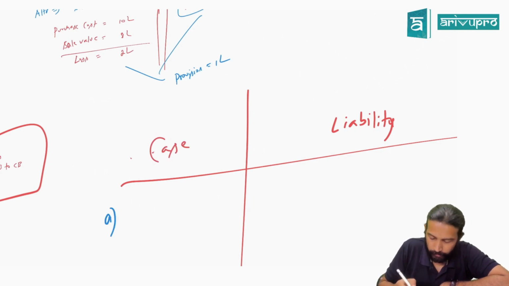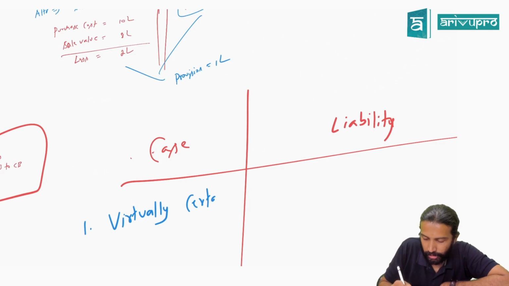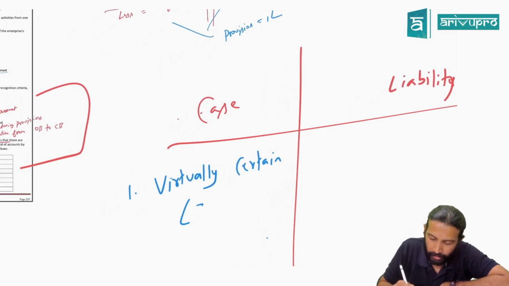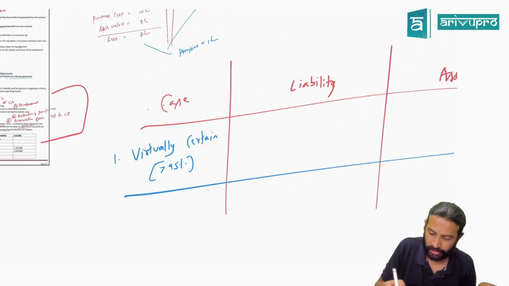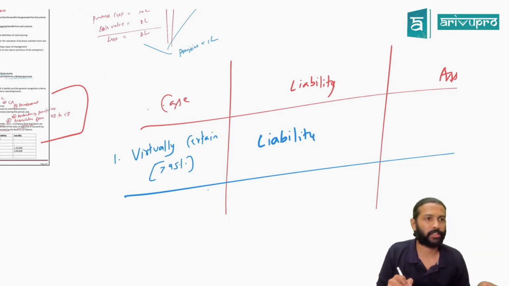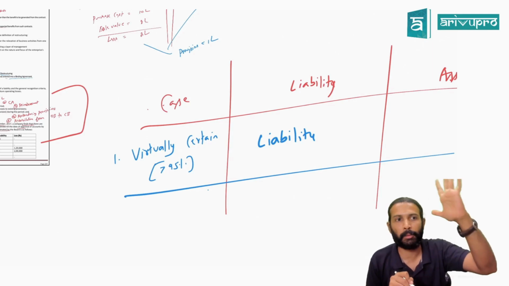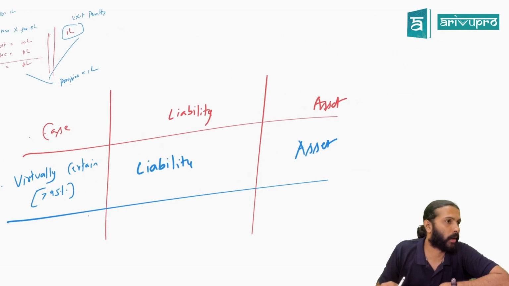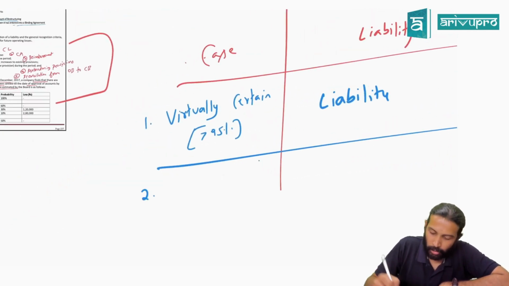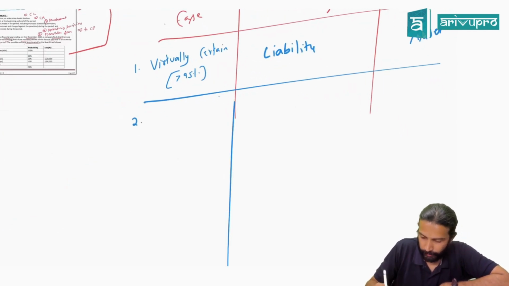First, virtually certain. Virtually certain means more than 95% chance. For more than 95% probability, we call it virtually certain. If it is virtually certain, on the liability side, you will actually book a liability itself. No provision, no contingent liability. Directly book liability. On the asset side, you book asset. Are we okay? Next, or maybe first I'll do it for liability and then we'll figure out the assets.